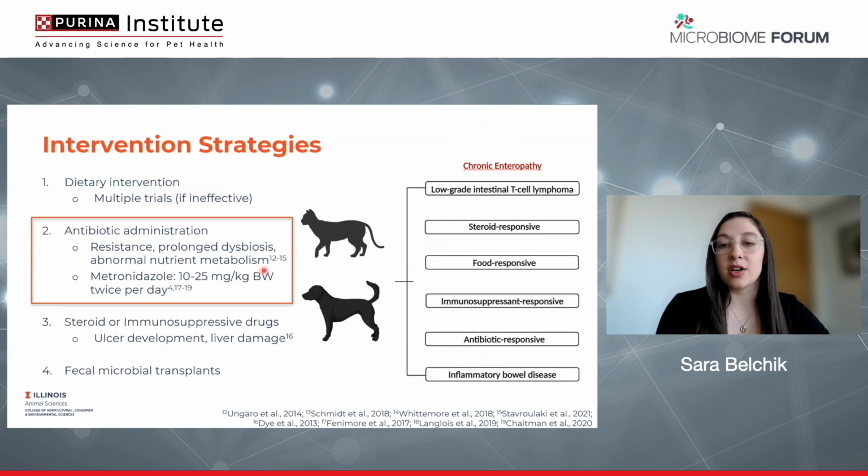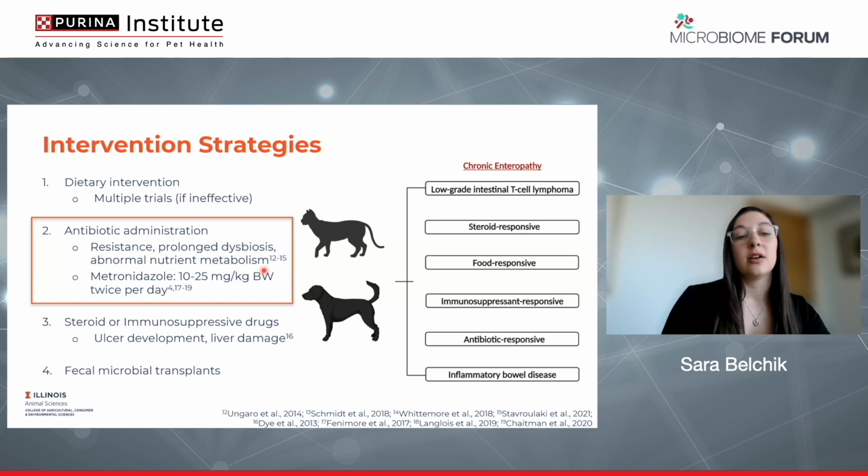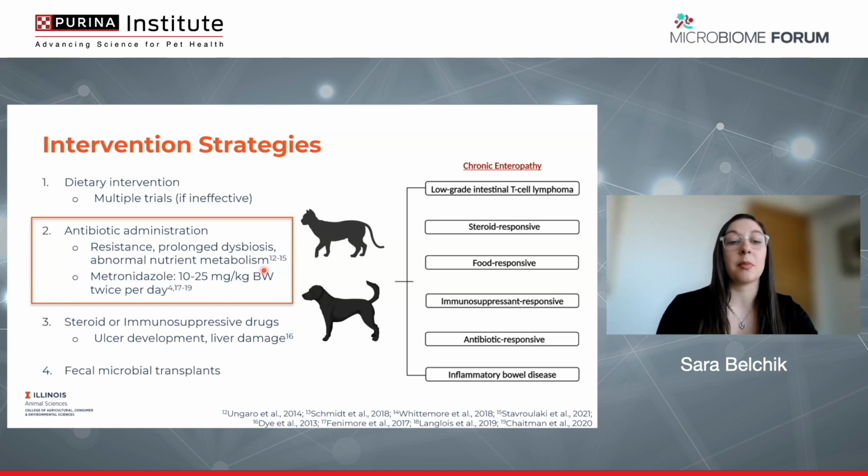As a broad overview, the main categories of intervention strategies tend to be dietary related or drug related. While dietary intervention can be effective, multiple trials may be required if the first diet isn't effective. Secondary, and where most of my work is focused, is antibiotic administration. But as Dr. Torreson was just talking about, there can be antibiotic resistance, possibly long-term dysbiosis, and really an effect on the host's metabolism or abnormal nutrient metabolism ability.